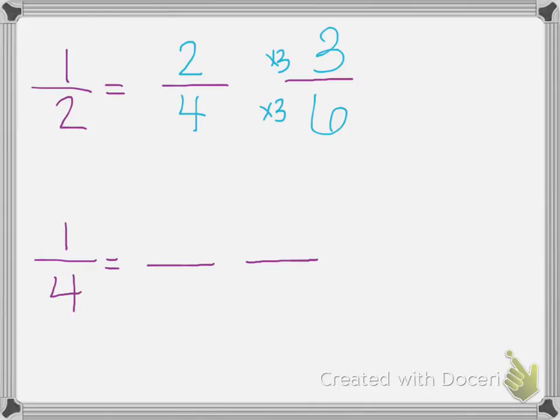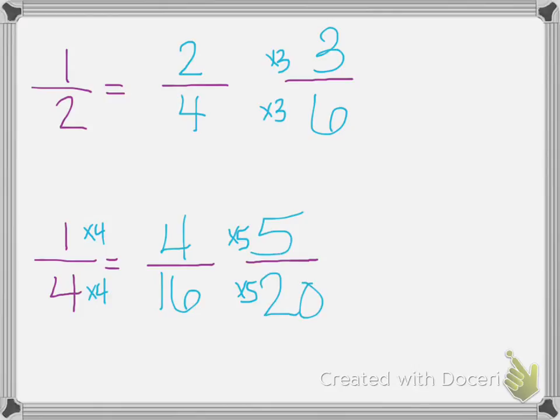For 1/4, it's the same thing. I have to multiply the denominator and the numerator by the same number. So if I want to multiply both by 4, 1 times 4 is 4, 4 times 4 is 16, 4/16. If I want to multiply them both by 5, 1 times 5 is 5, 4 times 5 is 20, 5/20 is also an equivalent fraction.